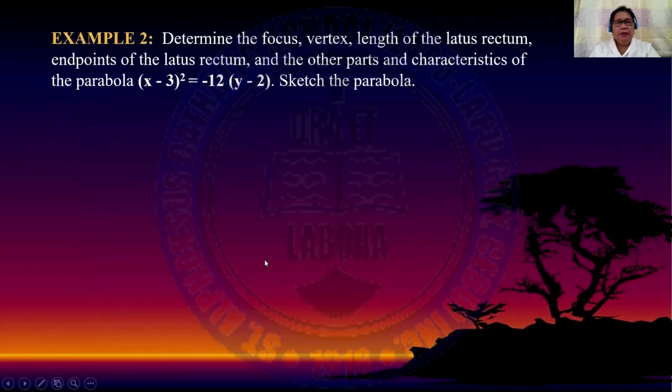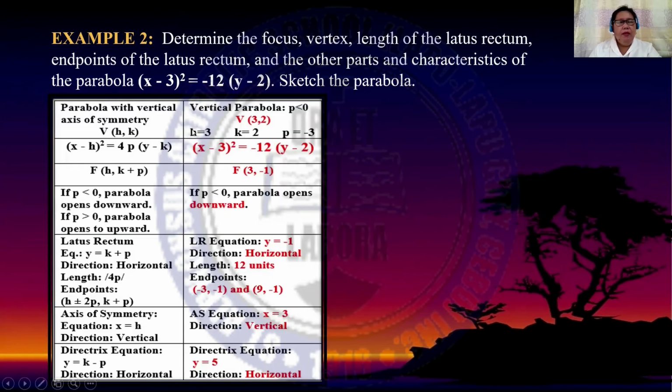Next example. Determine the focus, the vertex, the length of the latus rectum, endpoints of the latus rectum, and the other parts and characteristics of the parabola (x minus 3) squared equals -12 times the quantity y minus 2. And then you have to sketch the parabola. The given equation is (x minus 3) squared equals -12 times y minus 2.